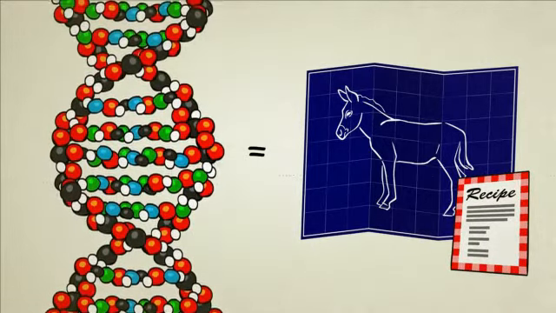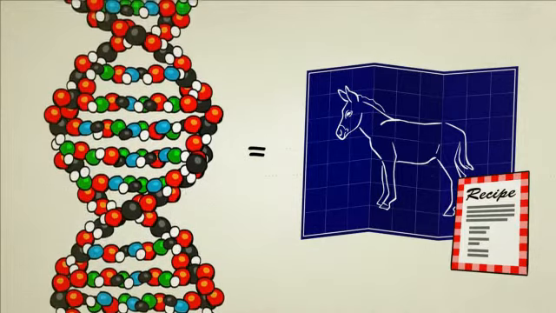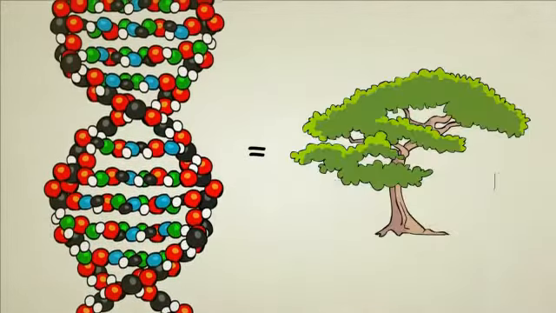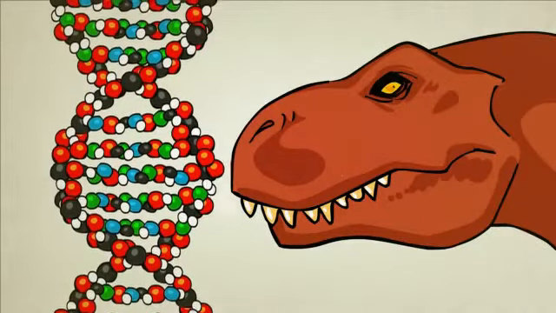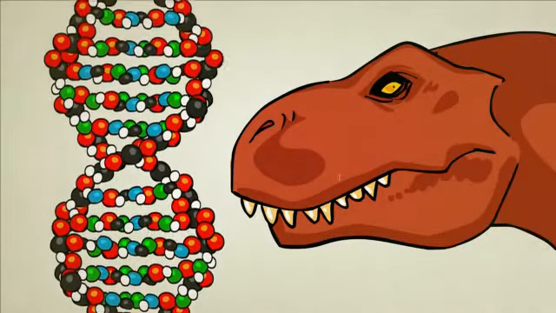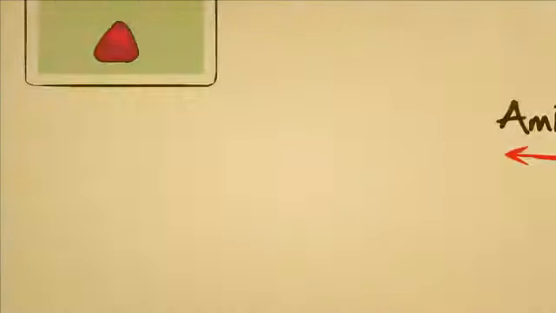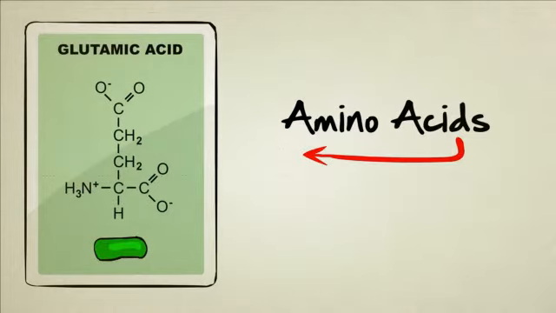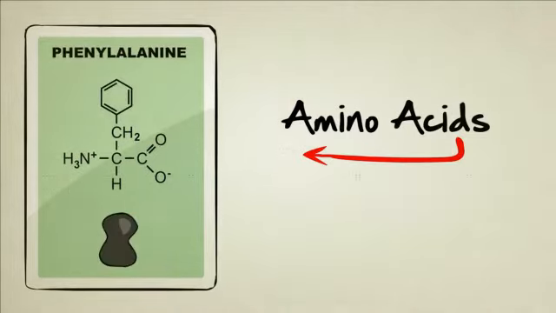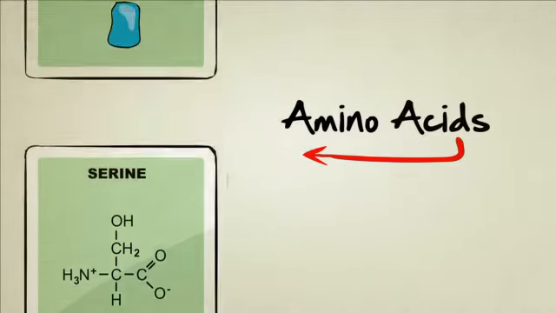But how? How on earth can a mere molecule act as a blueprint for something as complex and wonderful as a tree, a dog, or a dinosaur? To help answer that question, let's first take a quick look at amino acids. Amino acids are tiny little chemicals inside our bodies that are so important, they're often referred to as the building blocks of life. There's about 20 different kinds, each with their own unique shape.